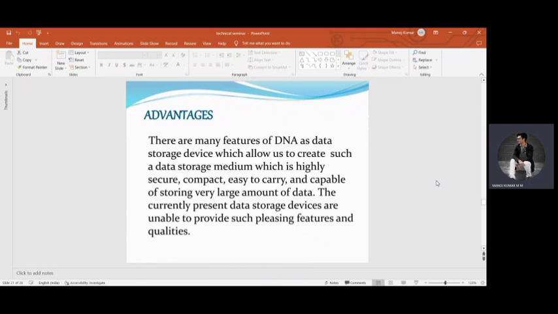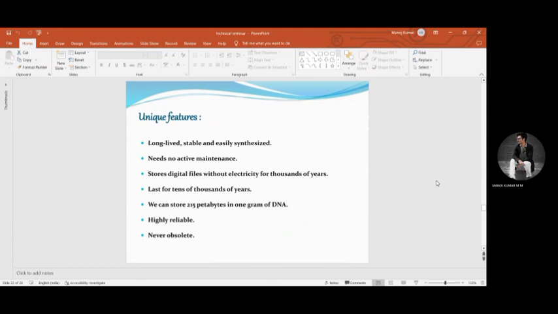Next, unique features of DNA. Long lived, stable and easily synthesized, needs no active maintenance, stores digital files without electricity, lasting for thousands to tens of thousands of years. We can store 215 petabytes in 1 gram of DNA, highly reliable, never obsolete.